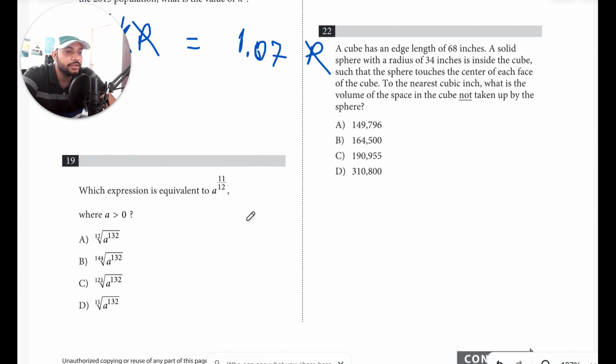Which expression is equivalent to a raised to the power 11 over 12, where a is greater than 0? So what have they done? This is the 12th root, so a raised to the power of 132 won't be correct. A raised to the power 132 means 12 times 11. If they're doing 12 times 11, that means in the denominator also 12 power would be multiplied. So yeah, the 144th root of a raised to the power 132, option B.